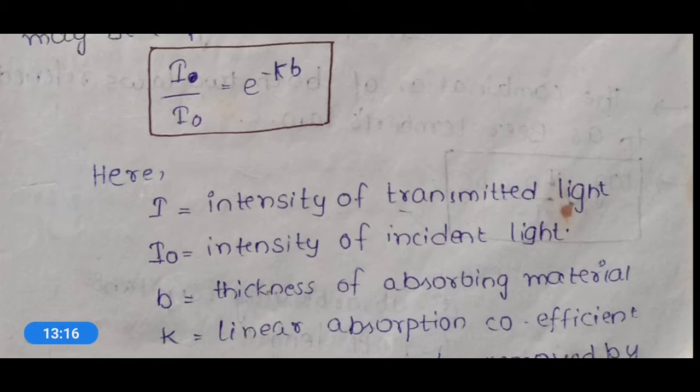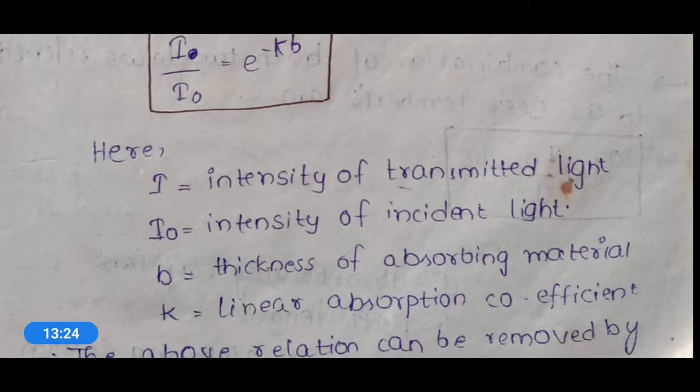Here b is the thickness of the absorbing material, and k is the linear absorption coefficient. Why linear? This light is incident in a single direction, in a linear form. So here we take the absorption coefficient as the linear absorption coefficient, and k is denoted for that.